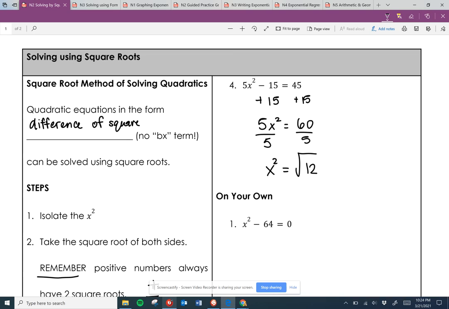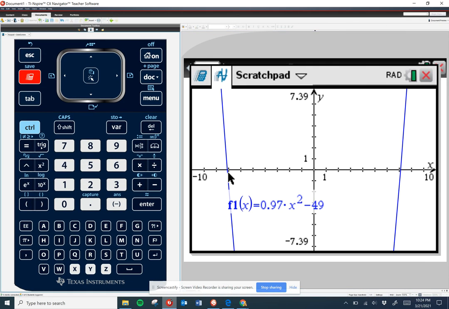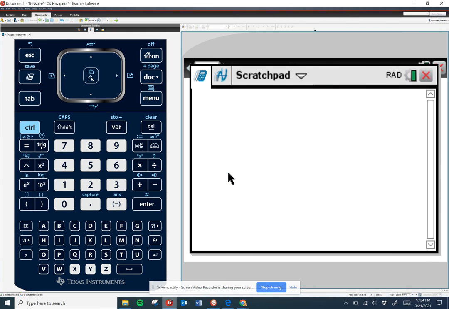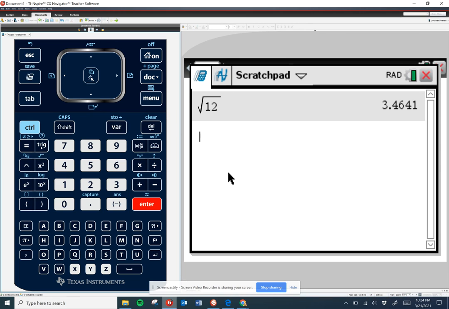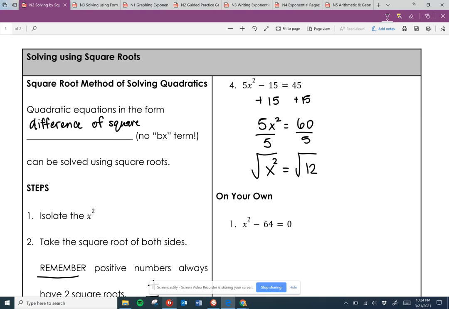Now 12 is not a perfect square, remember? So when we take the square root, we're going to have to go to our calculator. And we're going to have to say, okay, what is the square root of 12? And we can see here it's not an even number, it's 3.46. So we can go ahead and round that, but remember, it's still going to be positive and negative when we put that. Now you might see that as your answer.